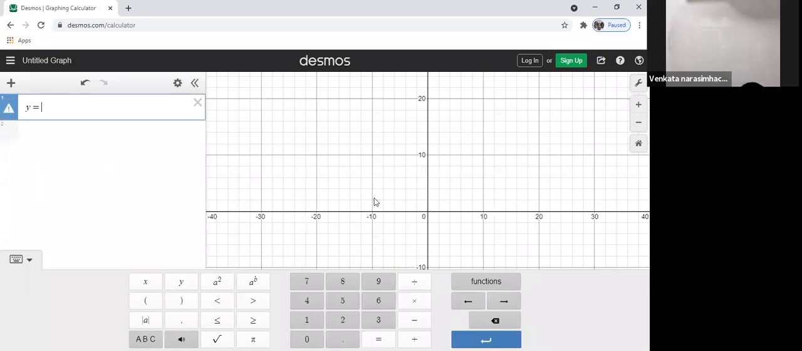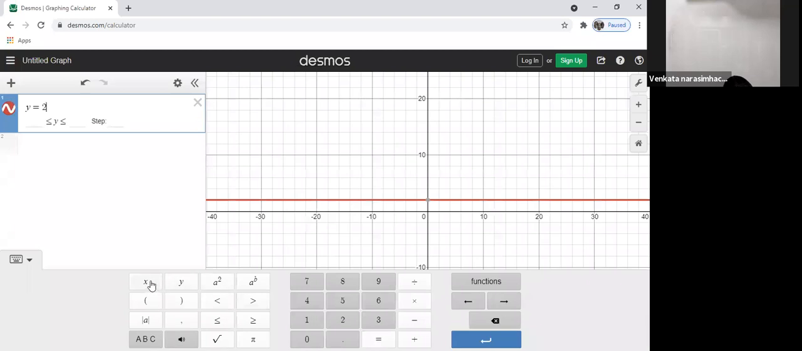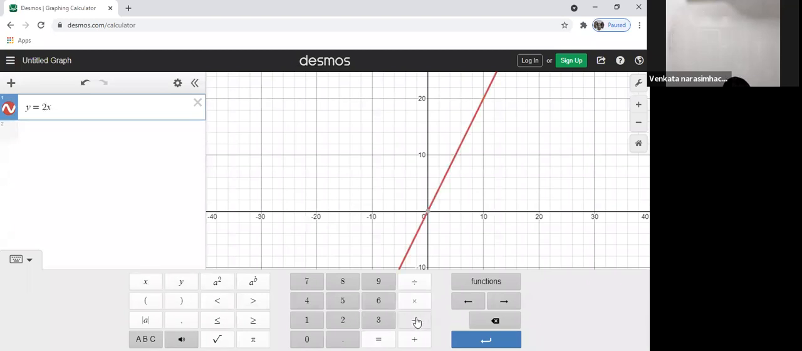I'll give 2x minus 8. Do you see that now the intercept is at minus 8? Yes, sir.